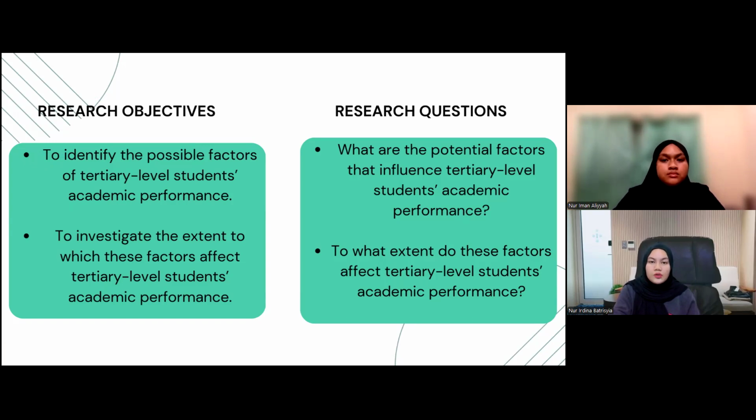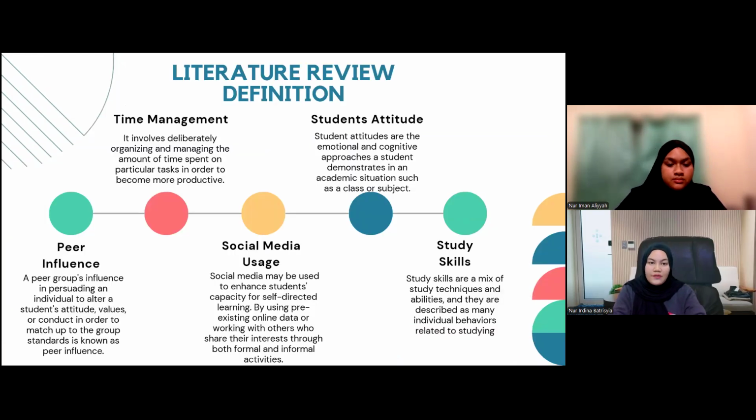So now moving on to the literature review, which is the definitions. We have five definitions here, firstly peer influence. Peer influence is a peer group's influence in persuading an individual to alter a student's attitudes, values, or conduct in order to match up to the group standard. So that is what is meant by peer influence.